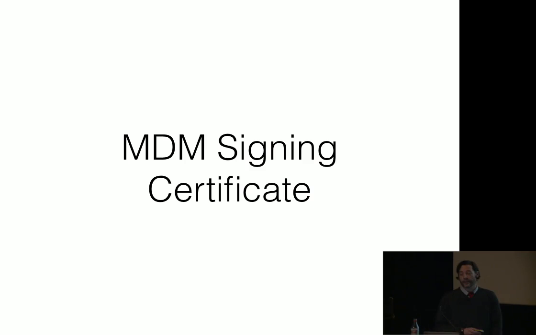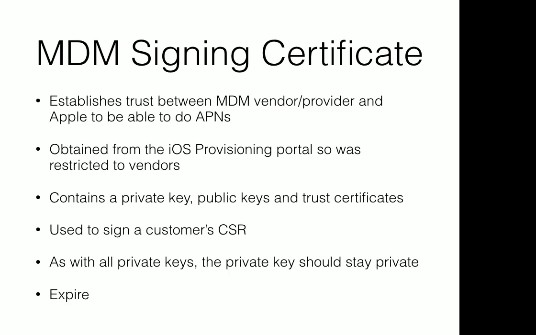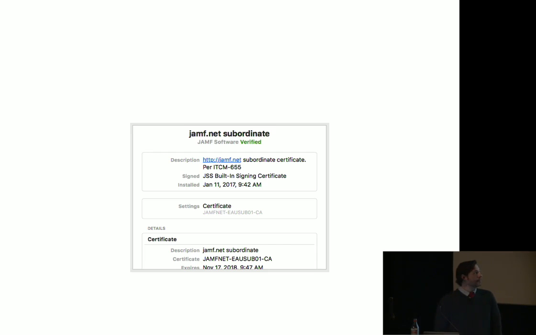It starts to get fun when you get into signing certificates. The MDM signing certificate is used to establish a trust between an MDM vendor and Apple. These are obtained through an iOS provisioning profile or portal, and it contains a public key, a private key, and then some trust certificates. They're used to sign a customer's CSR. They should be kept private, which, with the word private in the name of private keys, I would hope is self-explanatory. And that's what it looks like on a device.